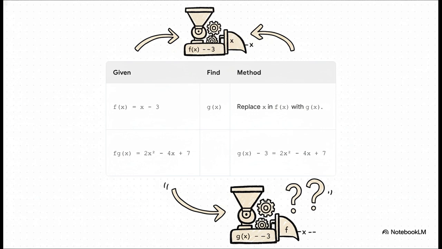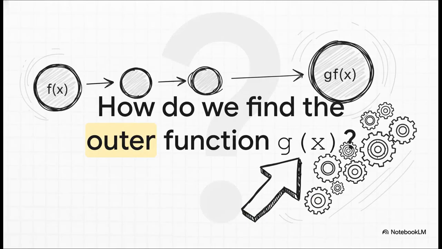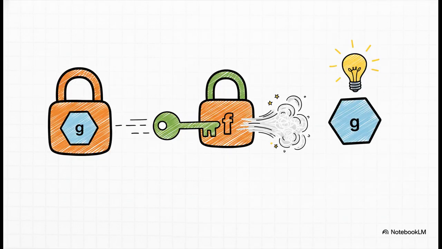But what if the outer function is the one that's missing? Now this is a whole different ballgame. This one's a bit trickier. We know the first step in the assembly line, f of x, and we know the final product, g of x. But we have no idea what the rule for that second machine, g, is. We can't just substitute things because we don't know what g of x looks like. We need a whole new strategy here. And this is the aha moment. This is the secret weapon.